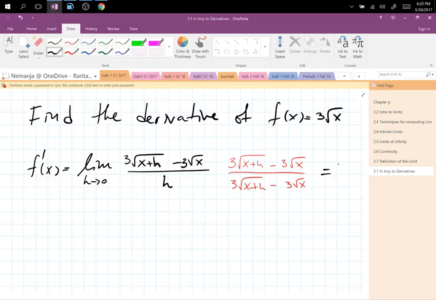So that's 3 square root of x, not cube root. Which one? F of x, is that equal to 3? Yeah, 3. It's not a cube root. It's a 3 times root x.